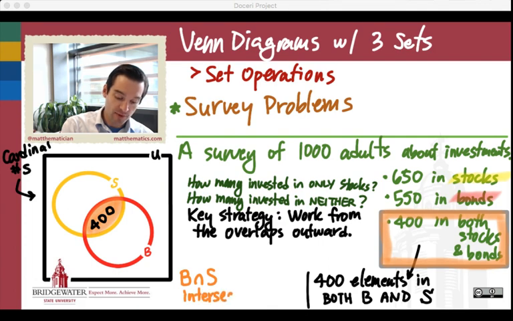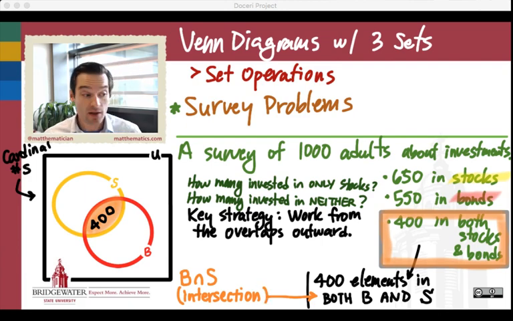This consists of those elements that belong to both B and to S. So the intersection B intersect S, that's the orange set that I just shaded in this Venn diagram. So there's 400 people in that intersection, 400 respondents.